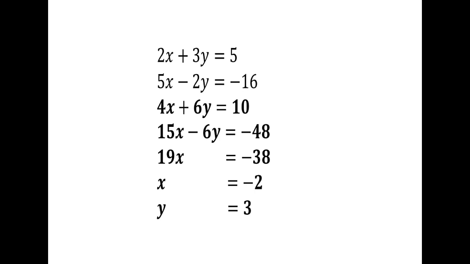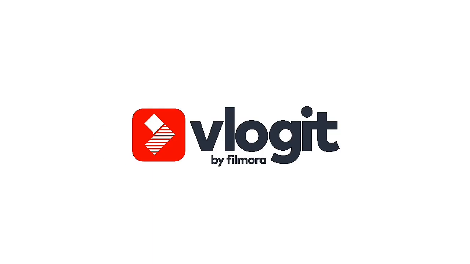Since the signs of the y's are not the same, if you add them, they will become 0. So 4x plus 15x, you get 19x. And 10 plus negative 48, you get negative 38. Dividing both sides by 19, you get x equals negative 2. Just like we have been doing, when you put in the x value, you can simply get the y value.